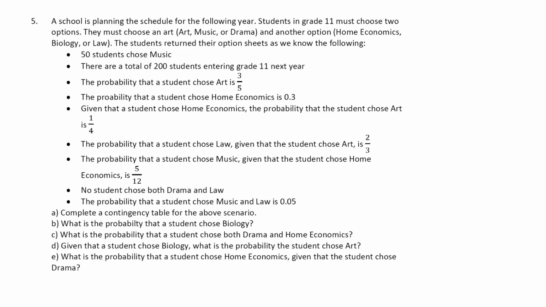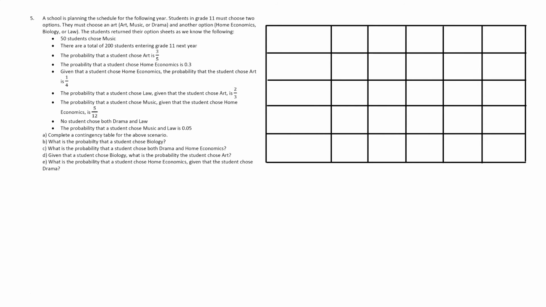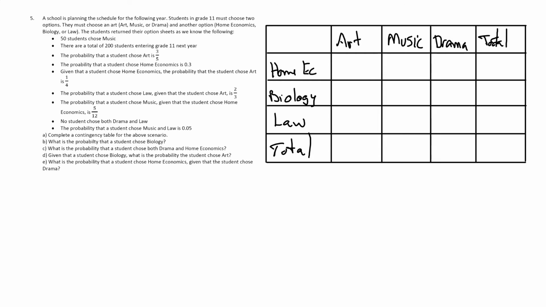Question 5. It gives us a lot of information, and we're going to have to build up the table from scratch based on this information. So the first thing I'm going to do is rough in the table with all of the information we need. So let's go ahead and start filling in the blanks. It tells us that 50 students chose music, so we'll check that off, and we'll say that 50 students in total chose music, so that's our total for the music column. There are a total of 200 students entering grade 11, so that's our total. It's going to show up there.